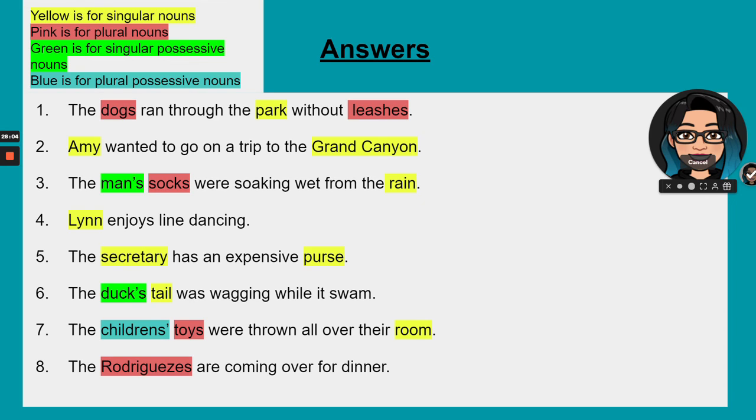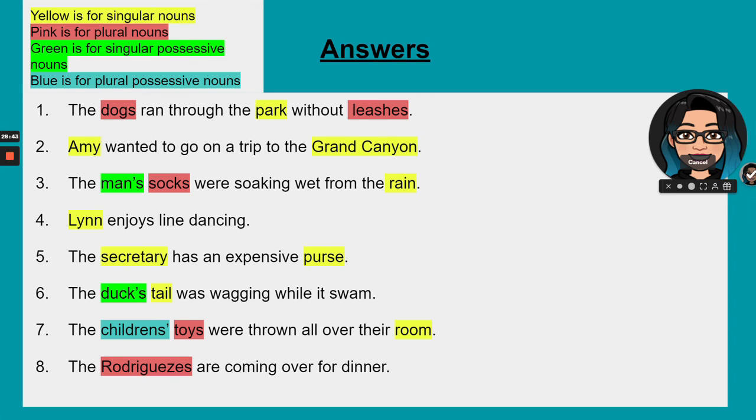Sentence number 3. The man's socks were soaking wet from the rain. So the first noun would be man's. It's a possessive noun. It is a singular possessive noun because it was only one man. Okay, so then the next word would be socks, because there is two of them. It's not just one sock, it's two socks. It is a plural noun. And then the last one for that sentence is rain, because it is a thing. So it is a singular noun.